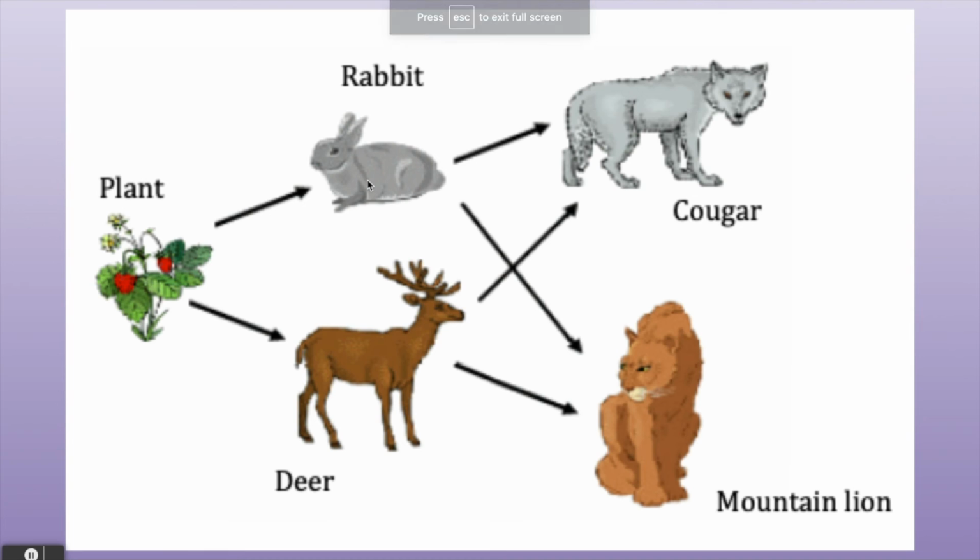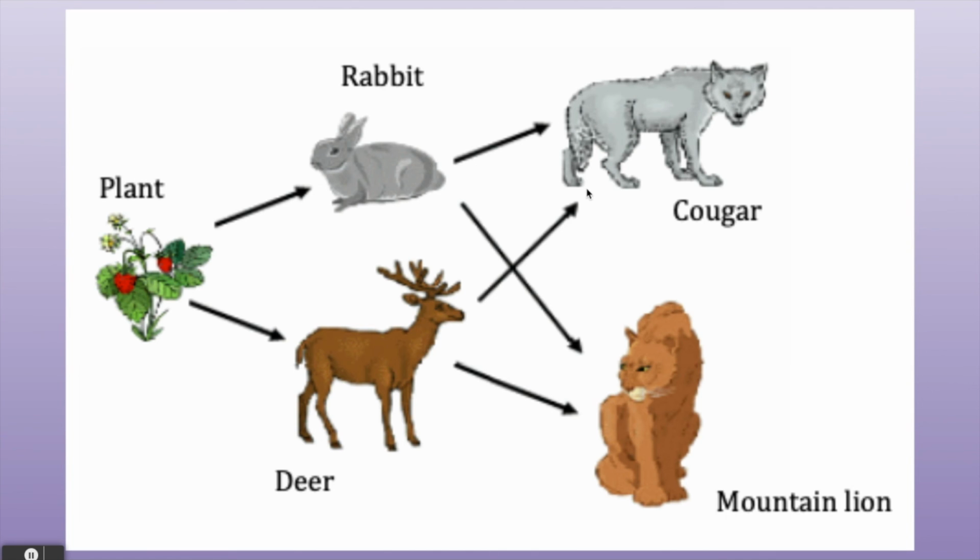Let's look at the next level of consumers. Now that we know that both the rabbit and the deer are examples of herbivores, let's look at the next level. If we follow the rabbit, we see there are two arrows, one pointing to a cougar and one also pointing to the mountain lion. I have a question. What type of consumer is the cougar? He eats a rabbit. What kind of consumer does it make him? An herbivore or a carnivore?